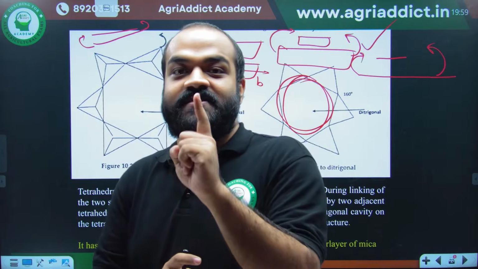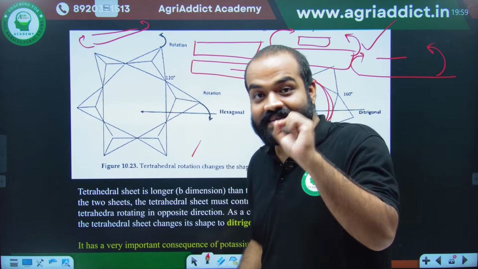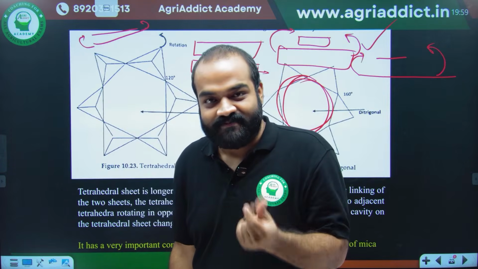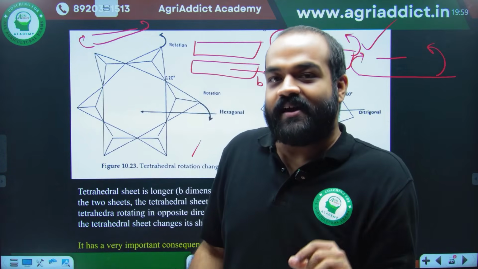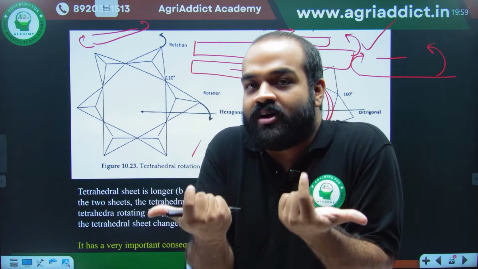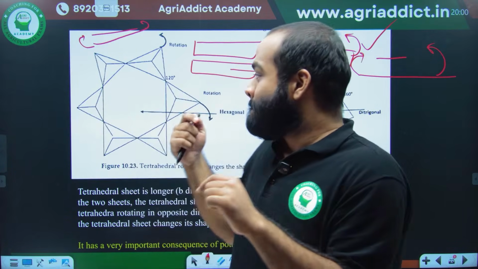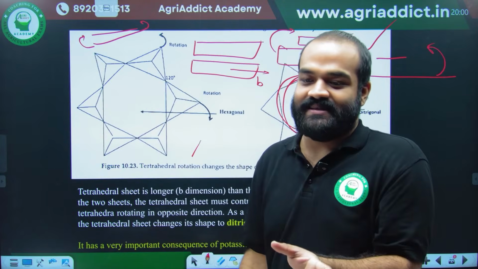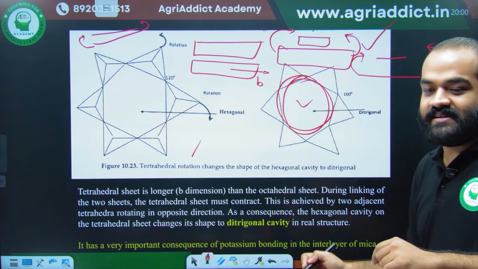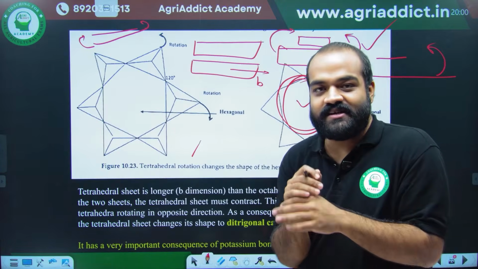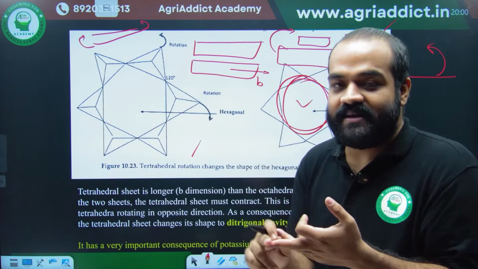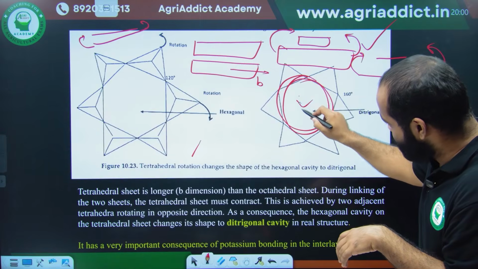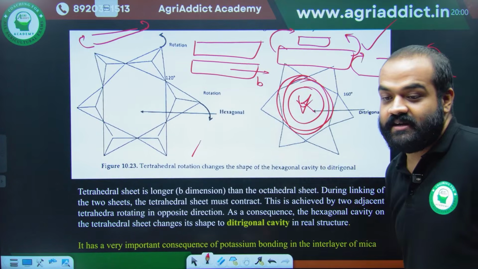That is why dioctahedral mica or muscovite is less weatherable than trioctahedral mica or biotite. समझ में आया? ट्राइऑक्टाहेड्रल माइका, उसमें tetrahedral rotation is not that proper, जिसके वजह से ditrigonal cavity is not that proper, that's why potassium fixation is not that high. Whereas in case of dioctahedral यानी कि muscovite, जिसमें फेरोमैग्नीशियम नहीं है, मैग्नीशियम नहीं है, आयरन नहीं है, that will have perfect tetrahedral rotation and इसमें पोटेशियम जाके बैठ जाएगा. समझ में आया?